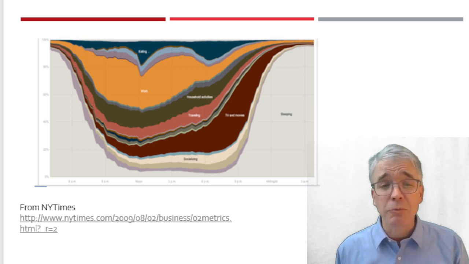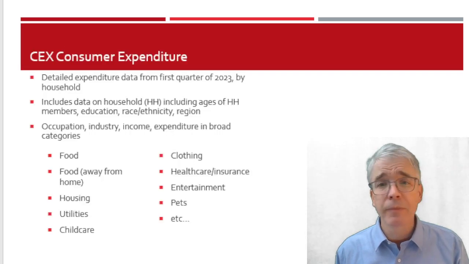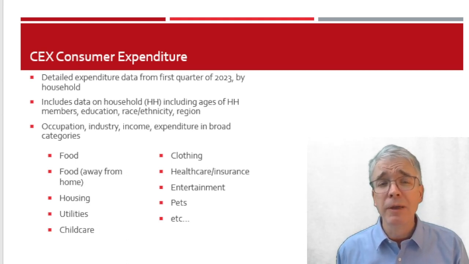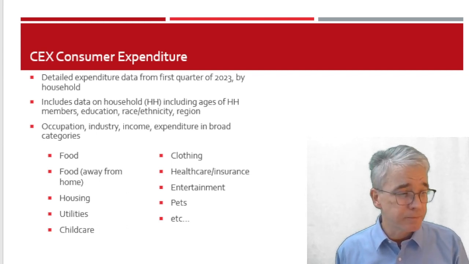You can look at things like the income effects on time use. There are lots of fun questions to consider. Another fun data set is the CEX, Consumer Expenditure Survey. I gave you the 2023 data, which gives detailed expenditure by household, plus occupation, industry, income, and then expenditures in broad categories: food, food away from home, housing, utilities, childcare, clothing, healthcare, other insurance, entertainment, pets, much, much more.